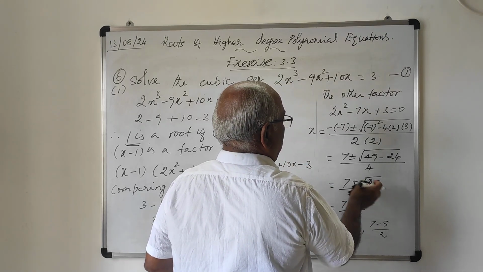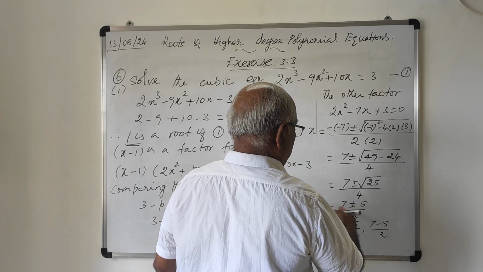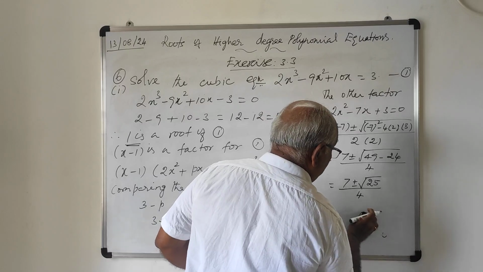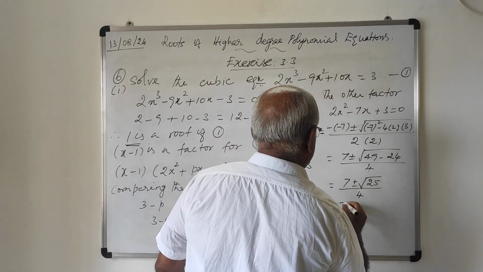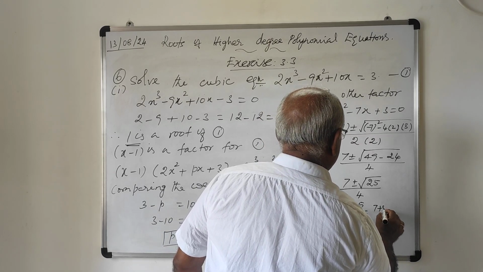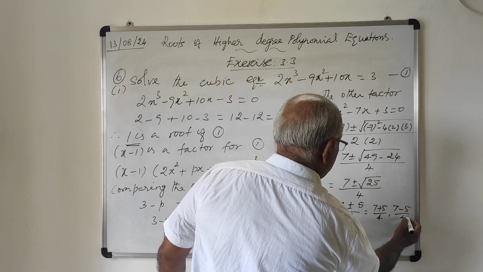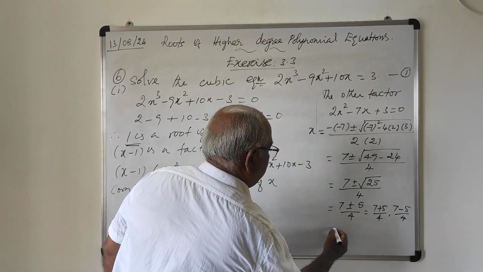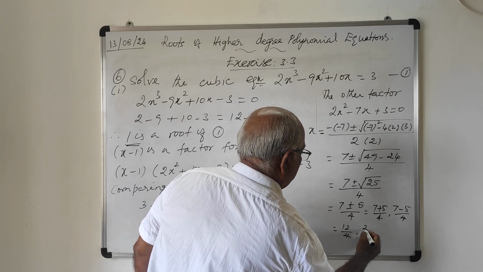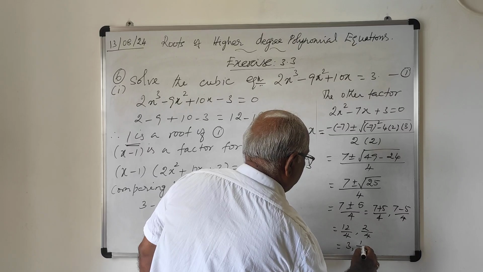Therefore, 49 minus 24 is 25, so 7 plus or minus 5 by 4. So this is equal to 7 plus 5 by 4, comma 7 minus 5 by 4. 7 plus 5 by 4 is 12 by 4, that is 3. 7 minus 5, 2 by 4, so that is 1 by 2. So that is equal to 3, comma 1 by 2.